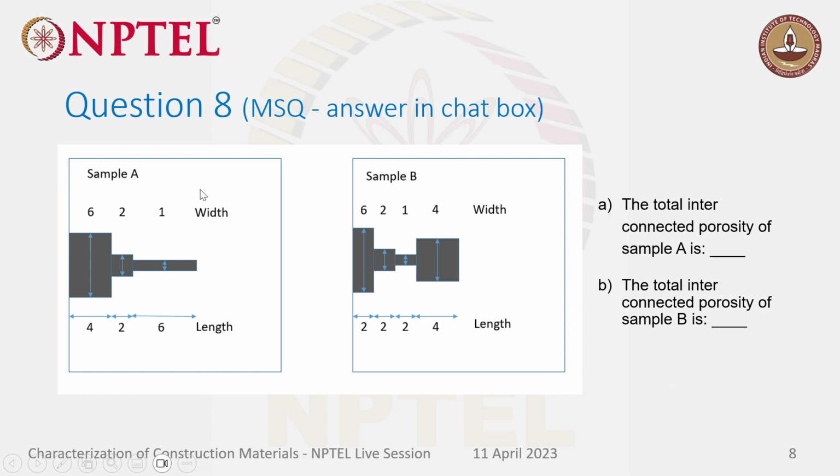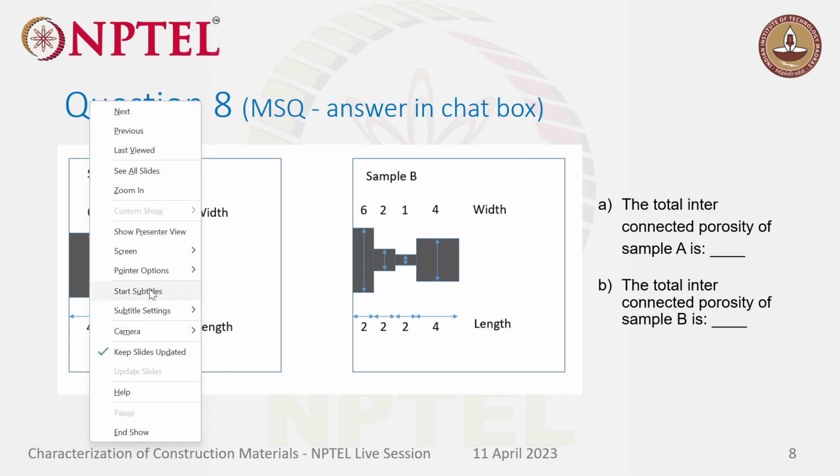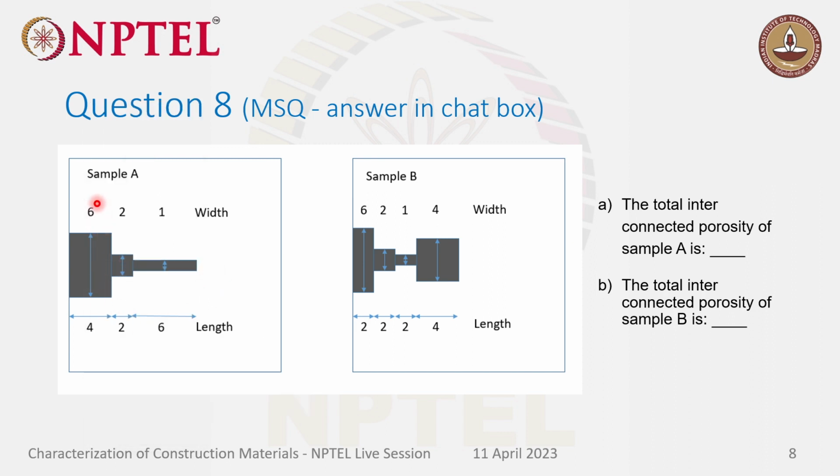So question 8 is, here they are given two pore sizes. This black shaded area is the pore. They have given the pore height as well as the pore width. Here in sample A, the pore height is 6 centimeter and the pore width is 4 centimeter. This is assumed to be a concrete cube and these are the pores. Followed by that there is a smaller pore, 2 centimeter width and 2 centimeter height, and next there is a long pore whose length is 6 and height is 1.